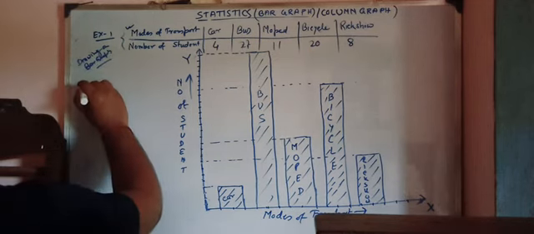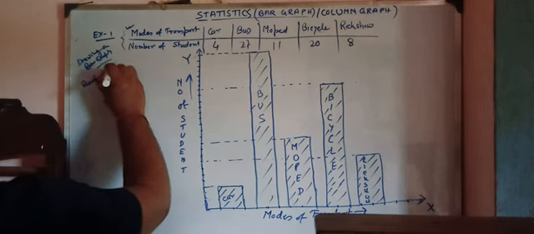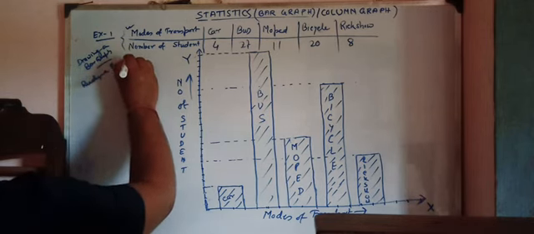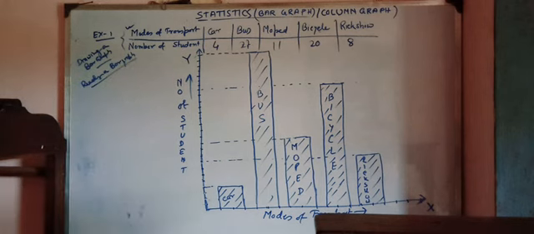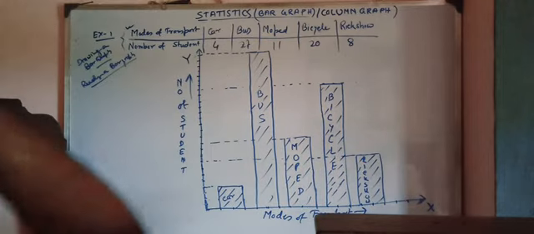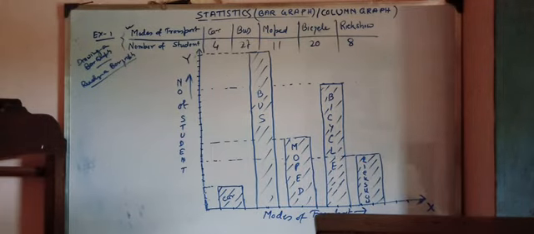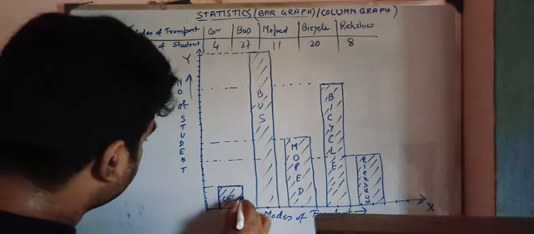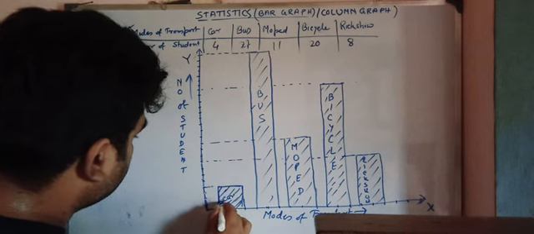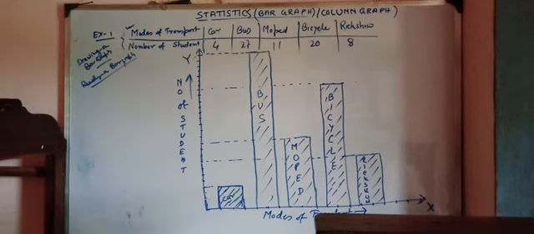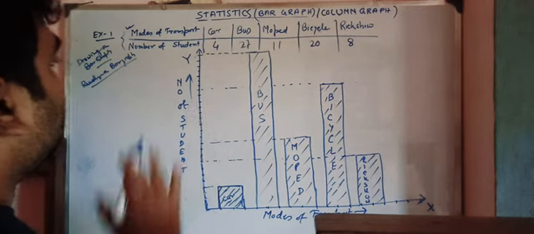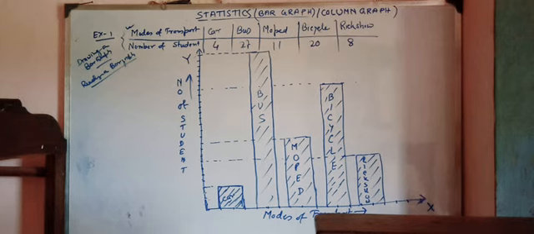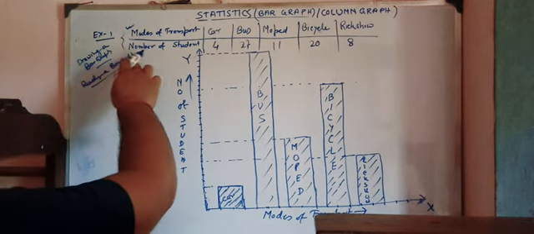Next is reading a bar graph. Now for reading a bar graph, suppose a bar graph is given to me like that. Now what we have to do? We have to read this bar graph. That is, we have to make this chart from this bar graph: modes of transport, number of students.